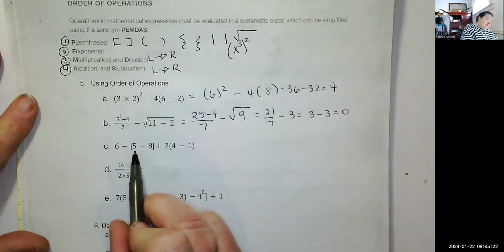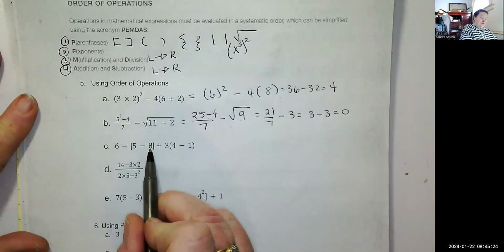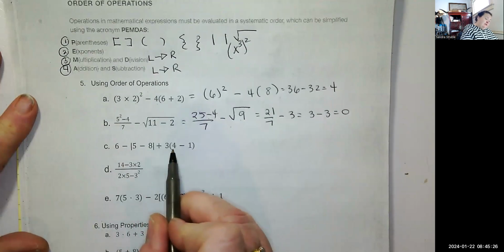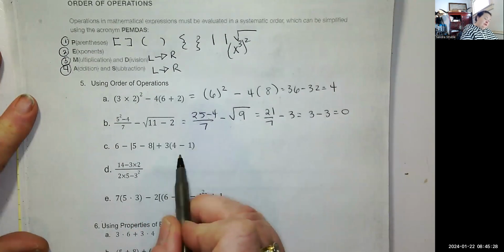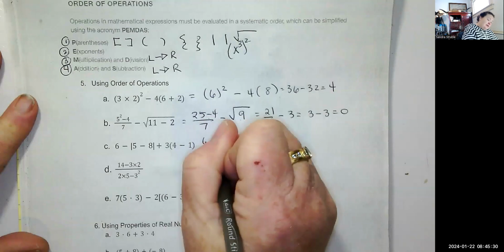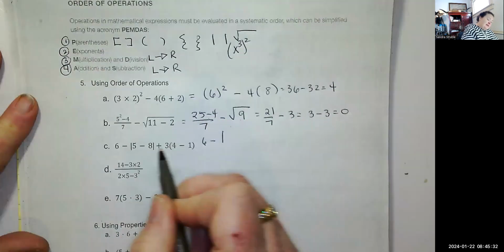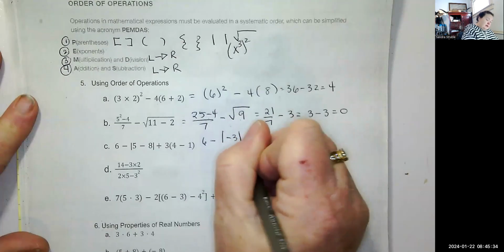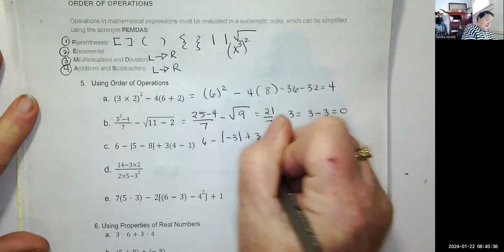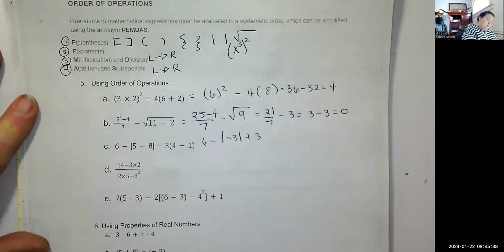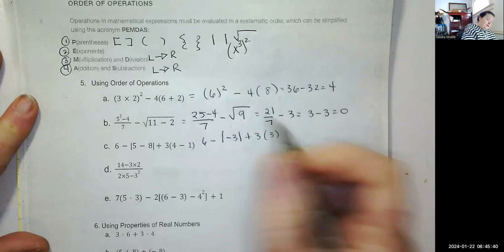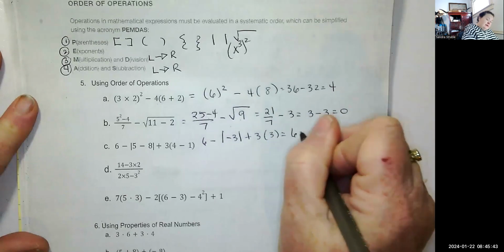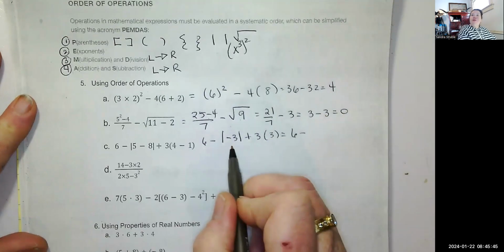Okay, let's look at the next one. 6 minus the absolute value of 5 minus 8. I'm going to want to do that first. Plus 3 times (4 minus 1). Again, parentheses first. So 6 minus the absolute value of 5 minus 8, which is negative 3. Plus 3 times 4 minus 1, which is 3. All right, so now we have 6 minus the absolute value of negative 3.